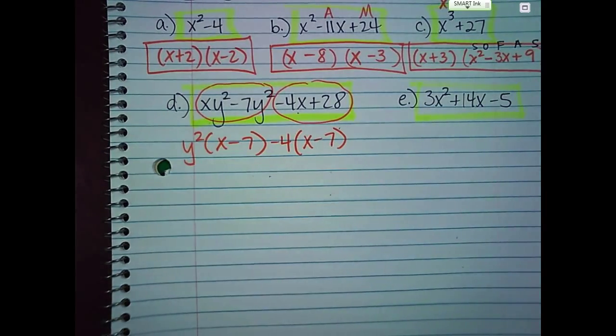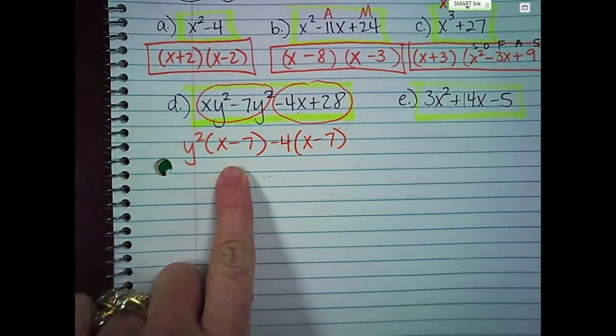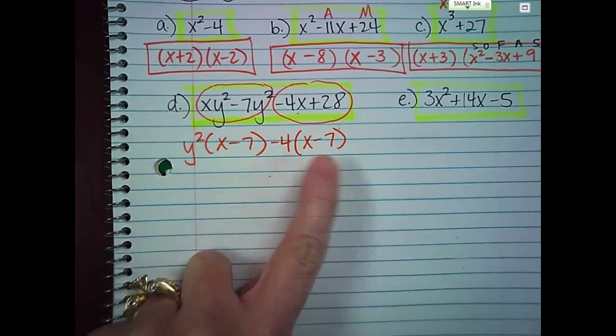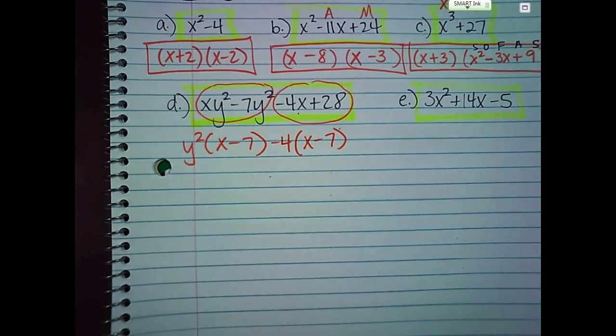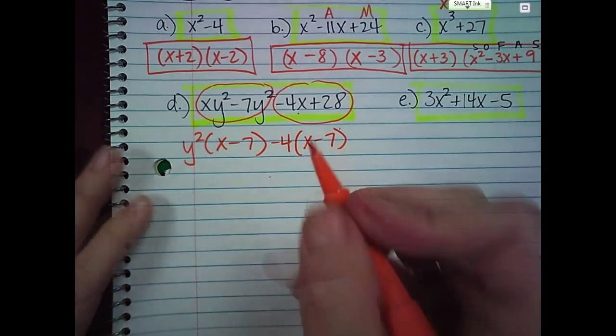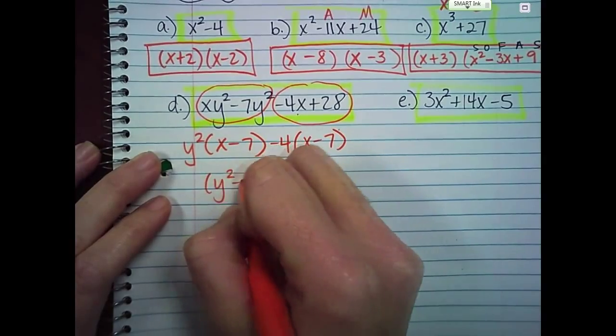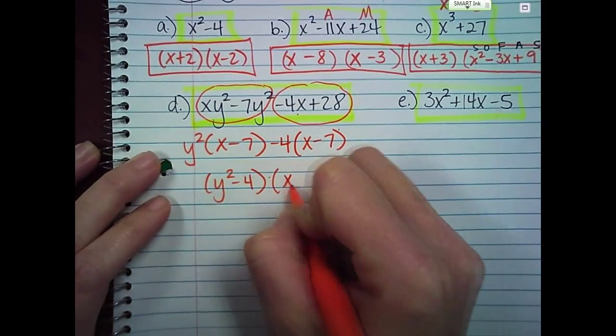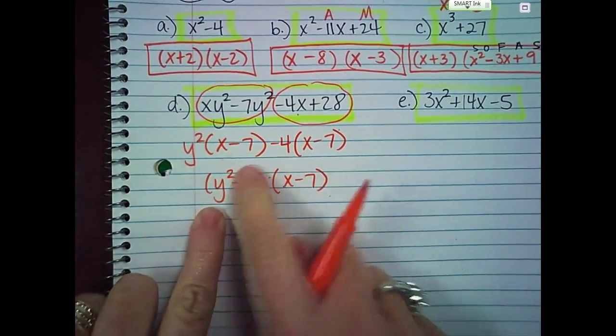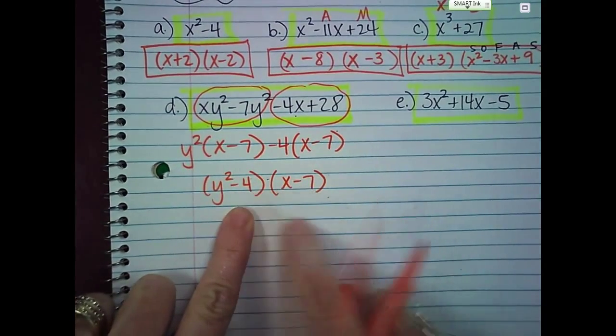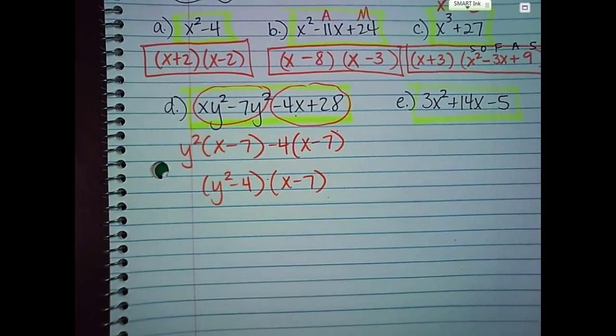Now you're going to notice I have y squared times x minus 7, and negative 4 times x minus 7. So both of those things are multiplied by an x minus 7. So the way we write it is just y squared minus 4 times x minus 7, because it's y squared distributed to both and 4 distributed to both. But there's still one tiny little step left in order for us to earn full credit. What do we have to recognize here?